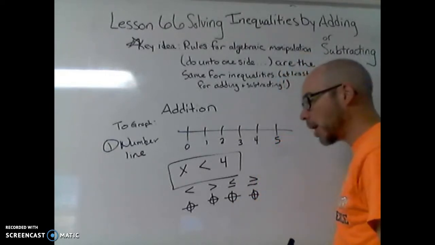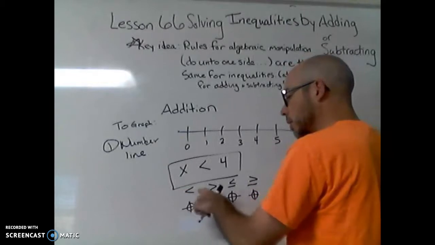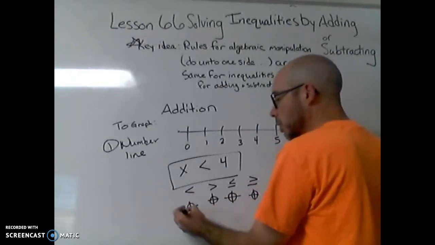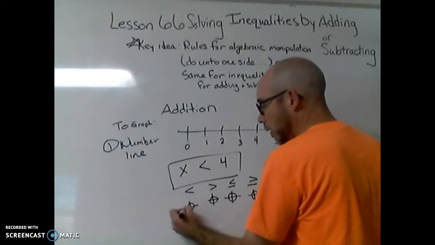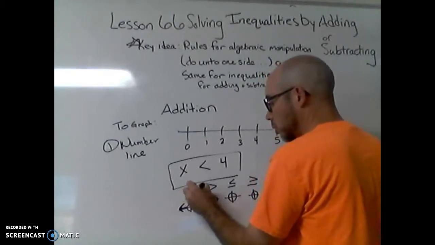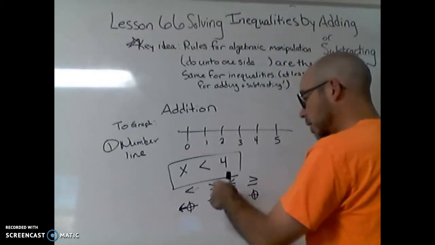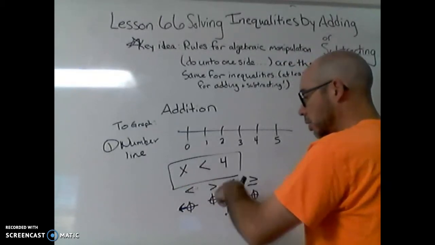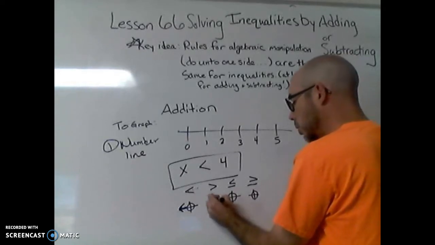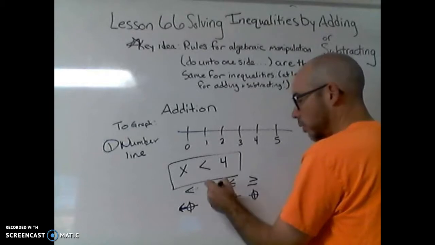Once we find that spot, do we fill it in or do we not? Well, this means that x is less than, but not equal to. So we leave that circle open, and we put the arrow this way. Okay. This one here says that x is greater than something, and so we don't fill it in. It's not also equal to, and then we draw the arrow this way.